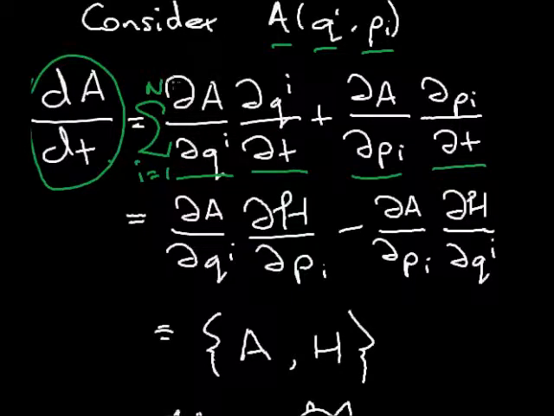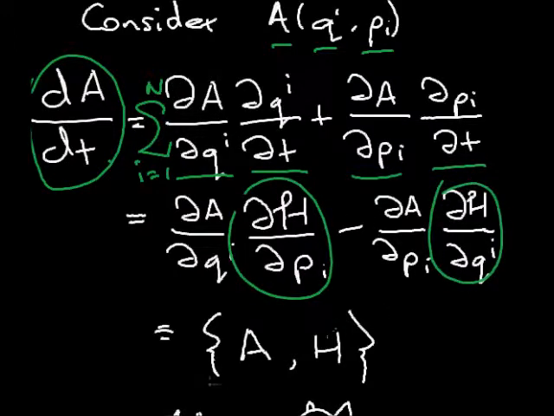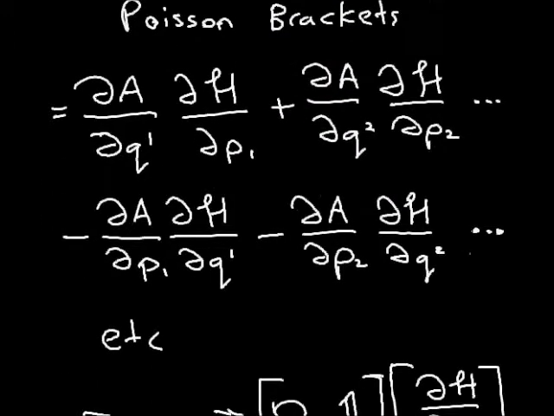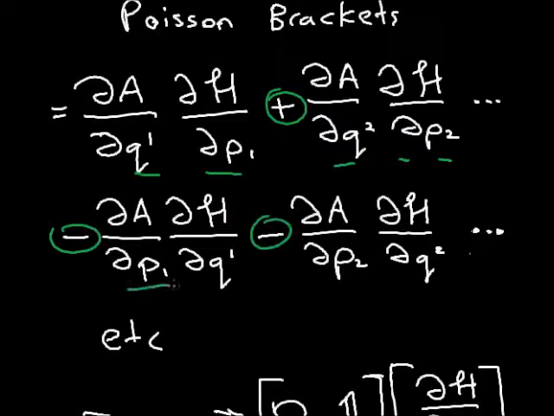But these derivatives are just ∂H/∂p and negative ∂H/∂q respectively. And this expression has a special name. It's called the Poisson bracket. When you take two functions, A and H in this case, of Q's and P's, for each conjugate pair, you multiply these derivatives and then you add. And then write a minus sign and you switch the roles of the Q's and P's.